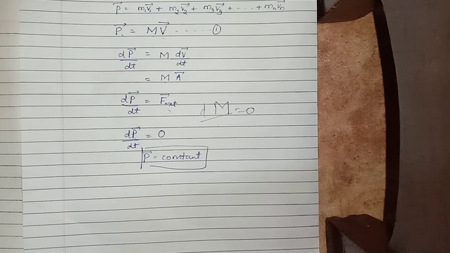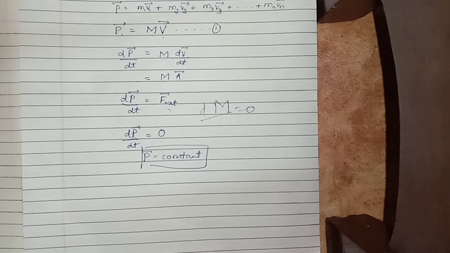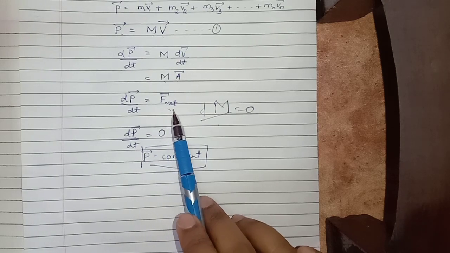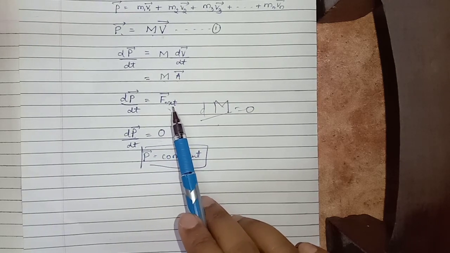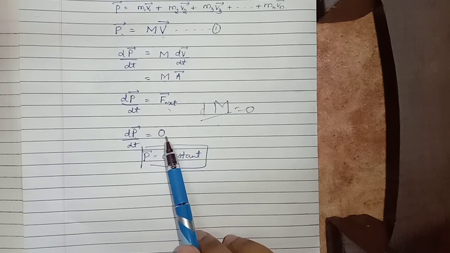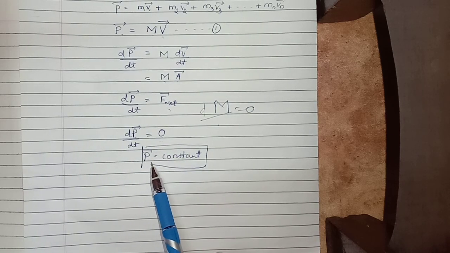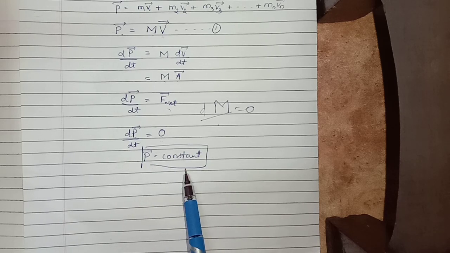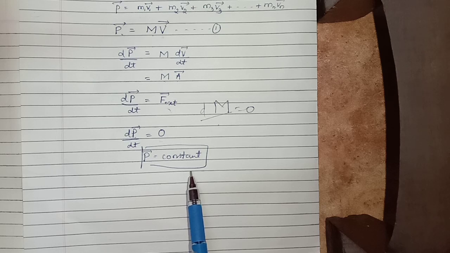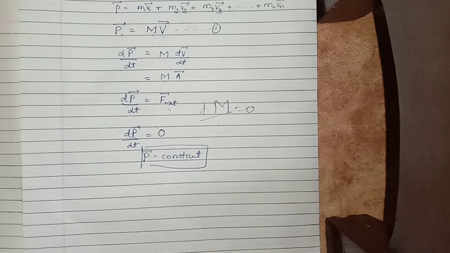Okay, so therefore what we can conclude here is that when the total external force acting on a system of particles is 0, the total linear momentum remains constant. When the total external force acting on a system of particles is 0, then the total linear momentum of that system remains constant. This is the law of conservation of total linear momentum of a system of particles.